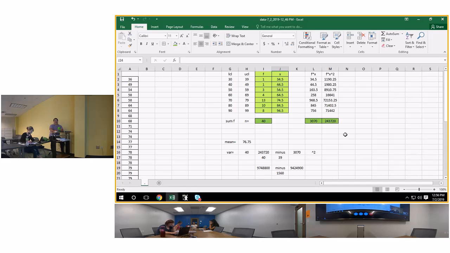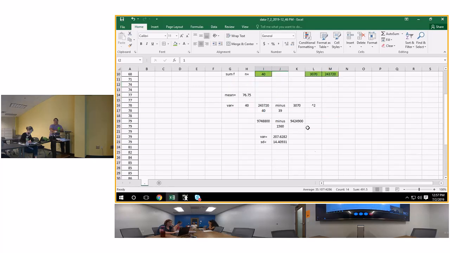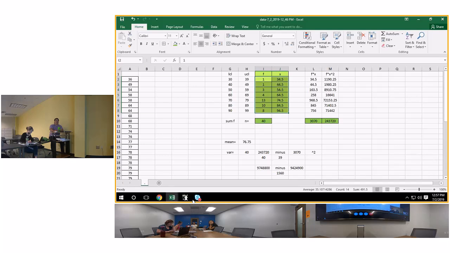What does the curve look like? Looks like to me it's going to be skewed left because most of your data is on the what side? The right-hand side. So it's skewed left. The mean is 76.75. The variance is 207.6282. And the standard deviation is 14.40931. Let's go back to the question now.